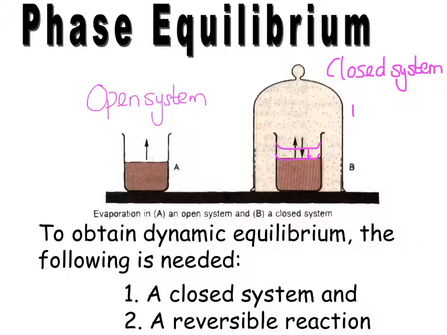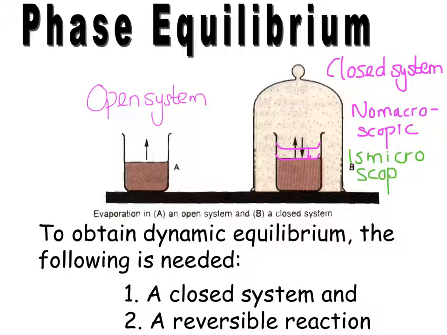There will be no macroscopic change. That means that you can't see a change, but there is microscopic change. And actually it doesn't mean you can see it under a microscope, because you can't see atoms under a microscope.